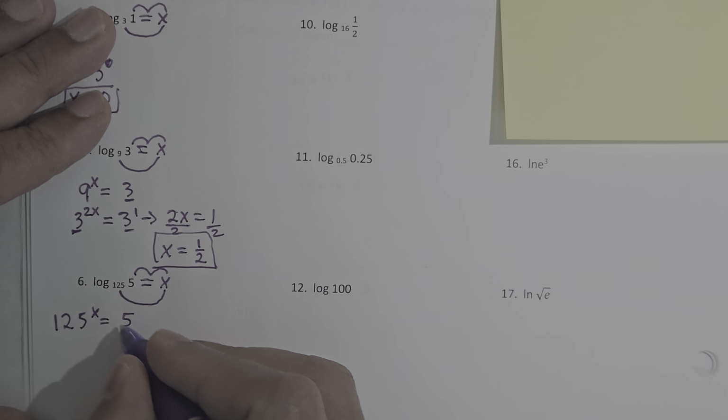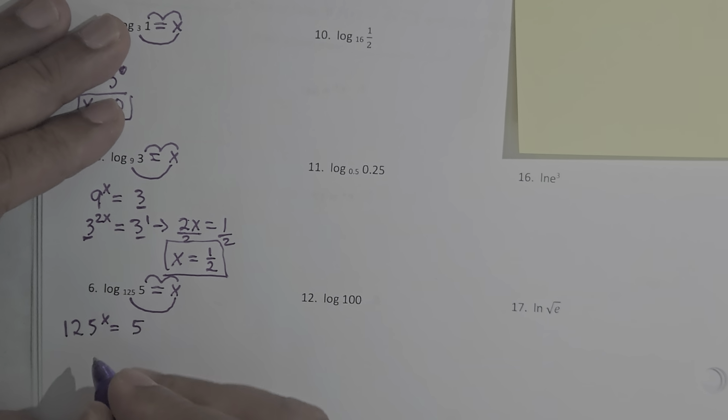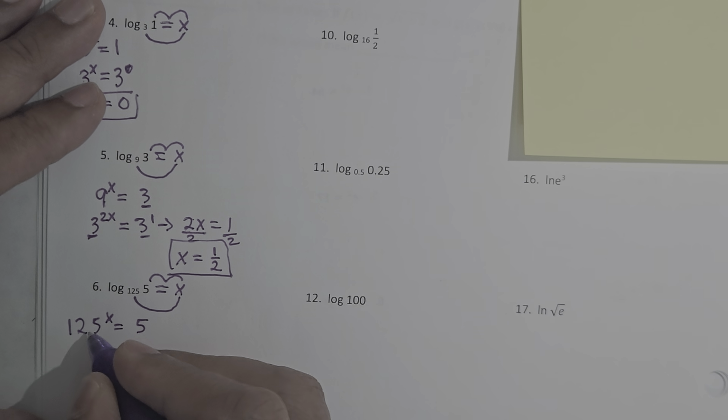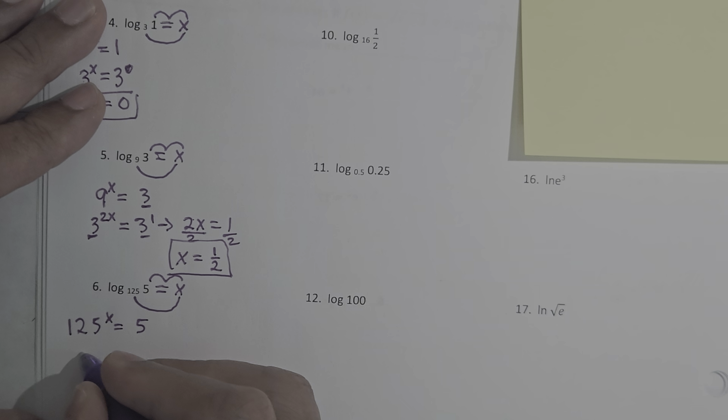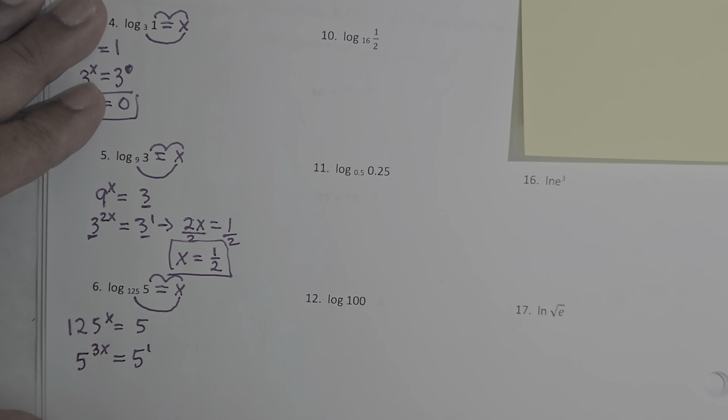So then we know that this is 5 to the first power. But 125 is 5 to the third power. Okay, so I'm going to write this in the following form. So 5 to the power of 3x is equal to 5 to the first power.